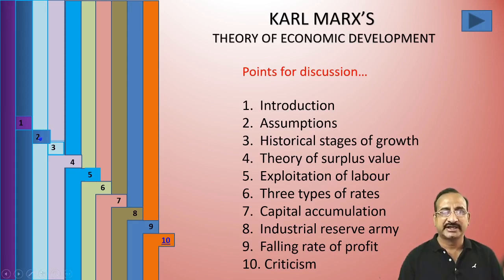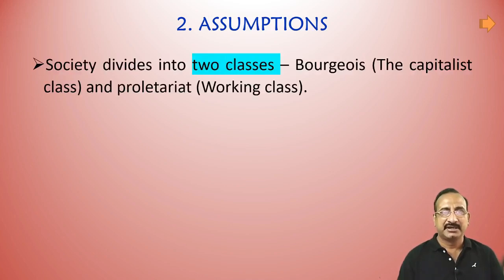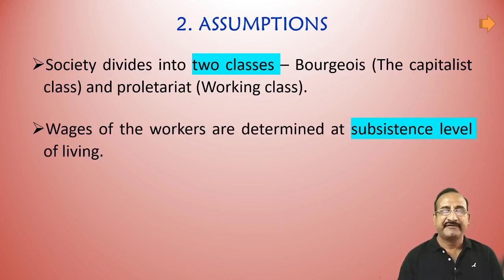So let us go to the second slide. Before explaining Karl Marx's theory of economic development, let us see what are the various assumptions on which the theory was built. According to Karl Marx, the total society divides into two classes. One is the bourgeois class, popularly known as the capitalist class, and the second is the proletariat class, otherwise the working class, labor class. Wages of the workers are determined at the subsistence level of living, meaning that the wages will be just equal to the minimum subsistence level of the laborer.